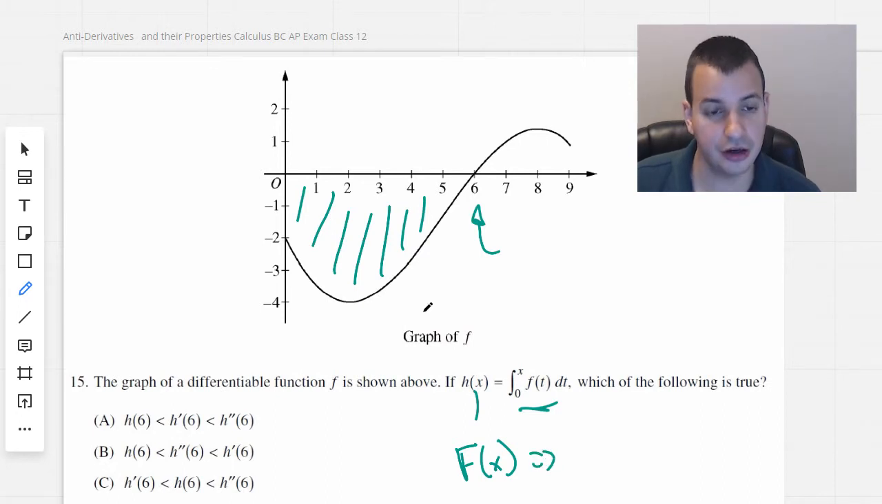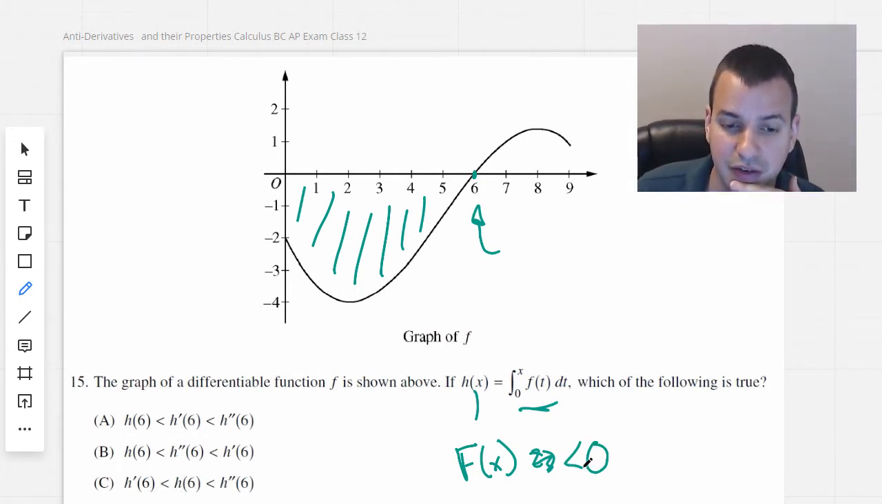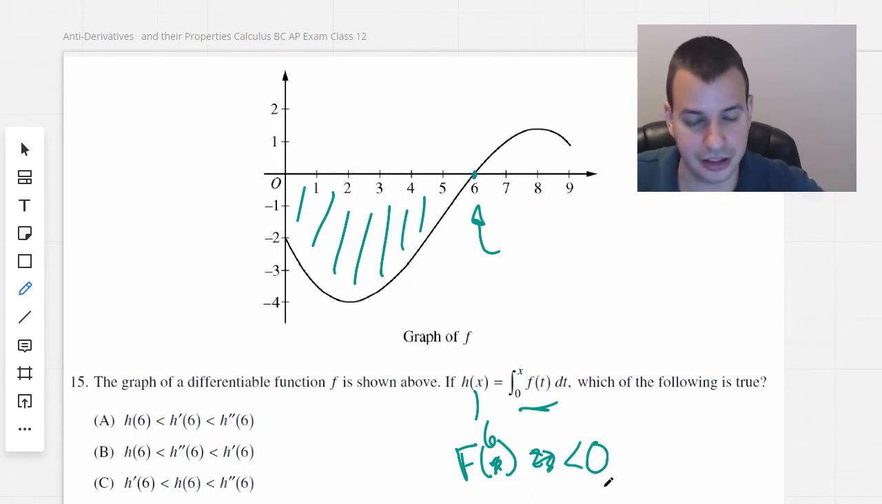The area under the curve from 0 to 6, even if it's not drawn to scale, we know there's an intercept point right there. That's negative, and so the area under the curve, or the integral antiderivative of x for this f of 6, for x equals 6, will be less than 0, because that's the area under the curve. That's the definition of the fundamental theorem of calculus. So we know f of 6 is less than 0.